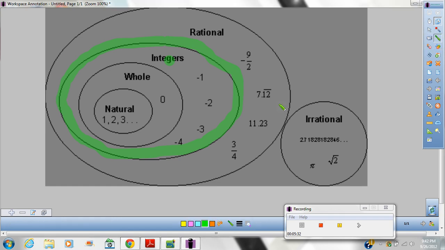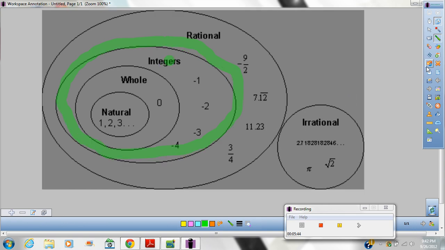What about -4? Which ones does -4 qualify as? Only an integer. Why? Because it's negative. Alright, I think we beat that one to death, so let's move on.